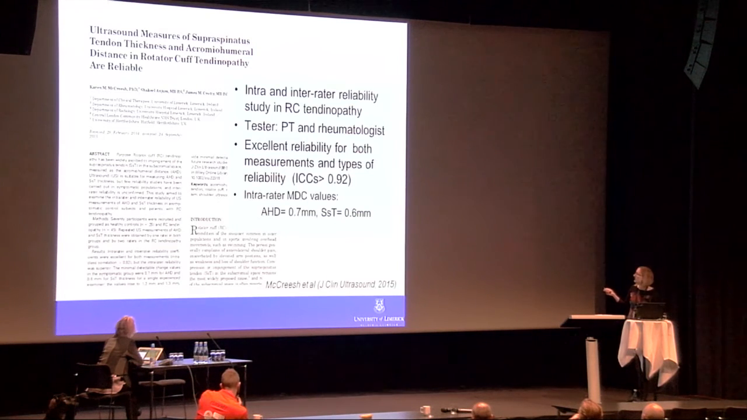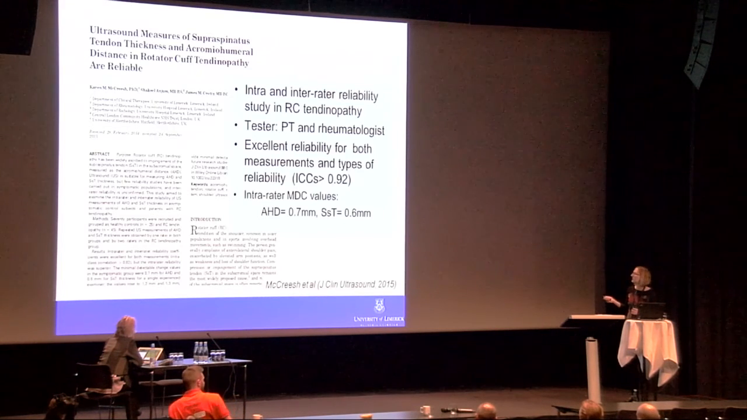We got excellent reliability for both the thickness of the supraspinatus tendon and the acromiohumeral distance. Both intra- and inter-rater reliability were above 0.9 for the ICCs. The minimal detectable change values were also generated by this study, so then I was able to carry those through into the next part of the investigation to understand my possibilities for measurement error.